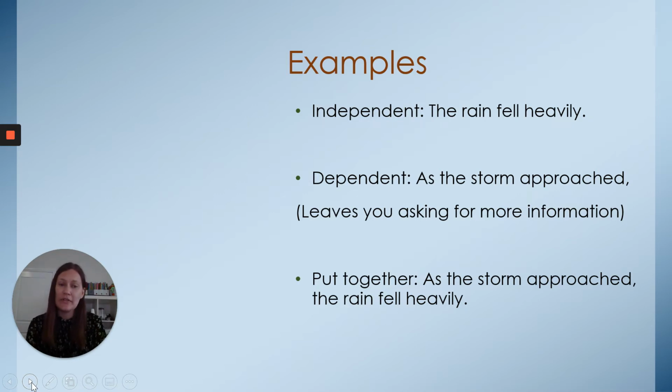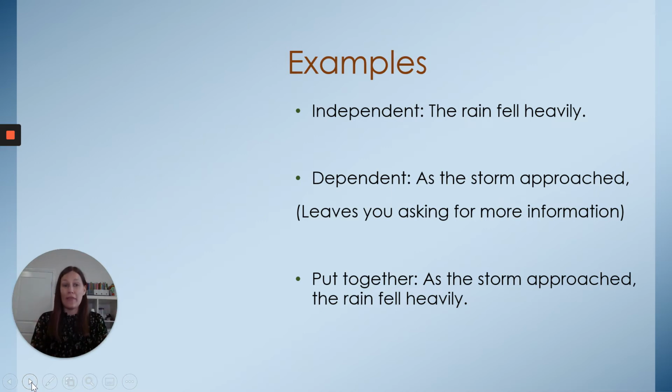So a dependent clause underneath that would be something like, as the storm approached. And if you think like I do, when somebody says a dependent clause like that, I'm left thinking, yeah, as the storm approached, yeah, what happened, right? There's a question there. I don't know what that sentence means because I haven't got the main idea. I've got some supporting information, but I don't have the main idea. But if I put the two together, as the storm approached, the rain fell heavily. Now that dependent clause has added more information to the independent clause and made a more interesting and informative sentence.